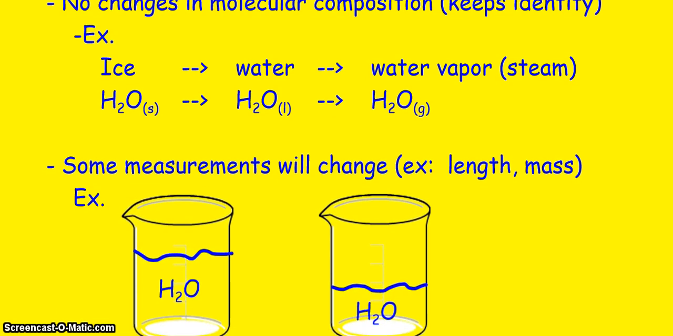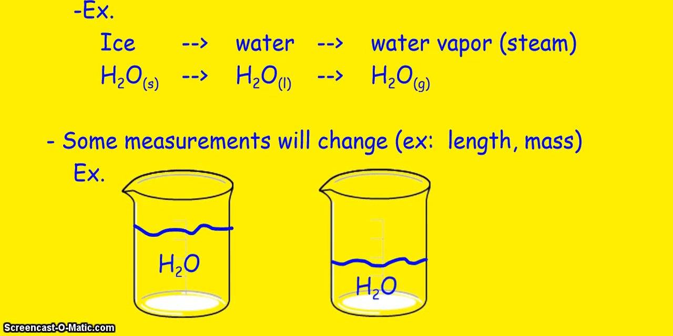Now, when we see these types of changes occur, some of your extensive measurements will change. So when I go from ice to water, I actually decrease the volume. Ice is unique in that the solid form is less dense than the liquid form. When I transition from a liquid to a gas, it will become a much greater volume for the same amount of particles. So the spacing between the particles will change, leading to changes in volume or things like that.